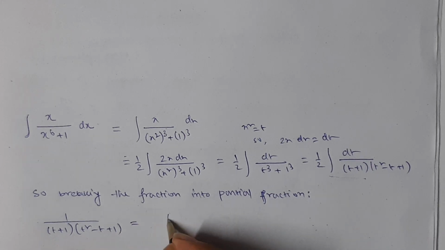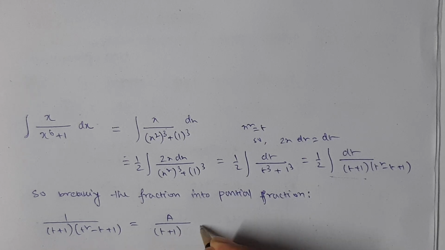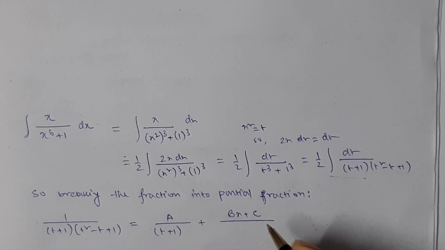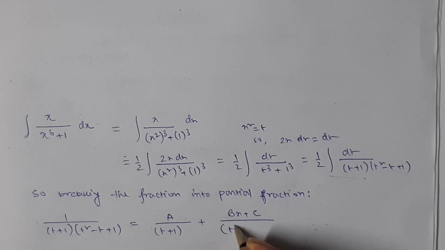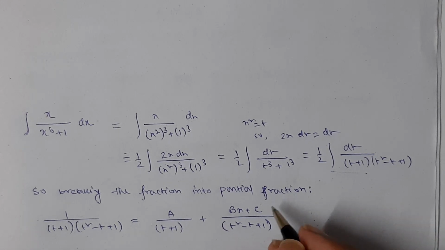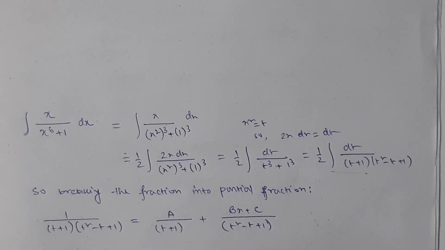Okay, so a is a constant over t plus 1, plus (bt plus c) over t square minus t plus 1. It is linear because here is a second degree term t square minus t plus 1. As it is linear, so it is constant. As it is second degree function, then it is a linear function. Okay, it is a method of breaking into partial fraction. So we have to compare this.